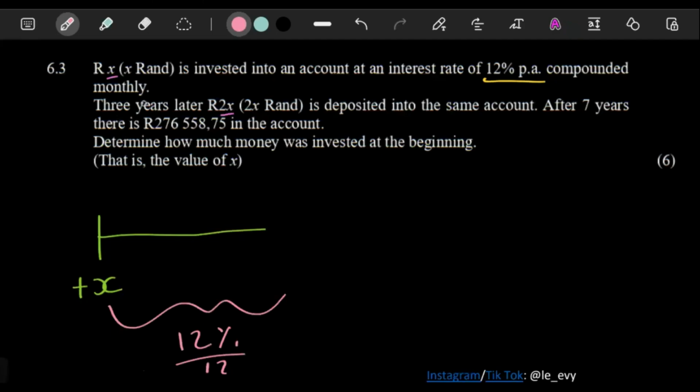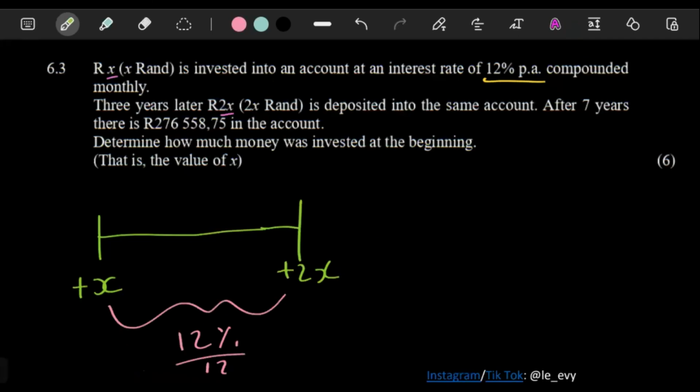And then it says 3 years later. So you see here, something is about to happen. So that's why we have to perform a calculation. From here all the way until here, the interest rate is 12% per annum. Money was added here, and then money is about to be added again. So obviously, whenever money is about to be added again, you need to keep track of how much is in the account to begin with.